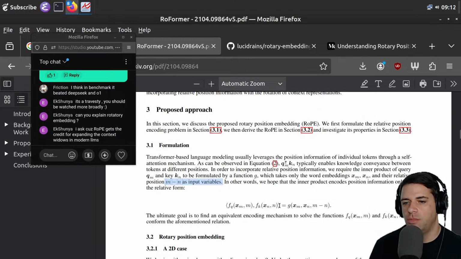So I assume that these angle brackets are a common notation for inner product. So we want to be able to take f_q, some function of the query evaluated at x_m in the position m, and f_k evaluated at x_n in the position n. We want this to be some function g of x_m, x_n, and the difference m minus n. The ultimate goal is to find an equivalent encoding mechanism to solve the functions f_q and f_k.